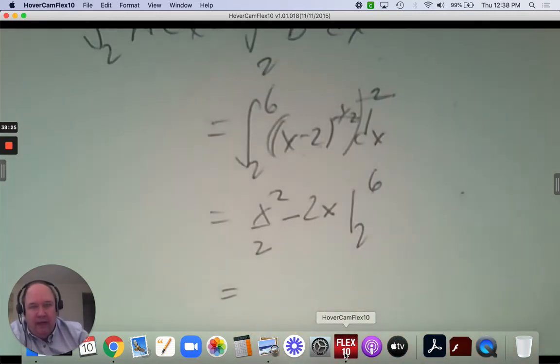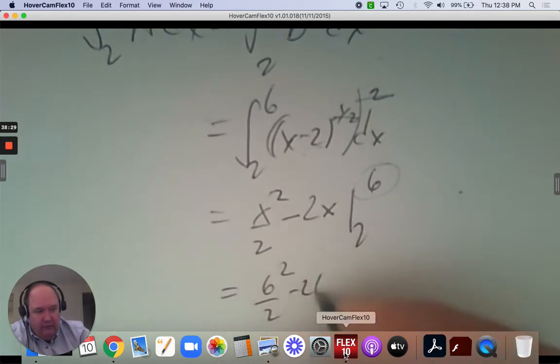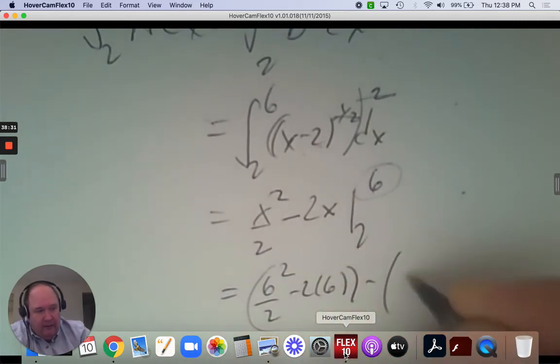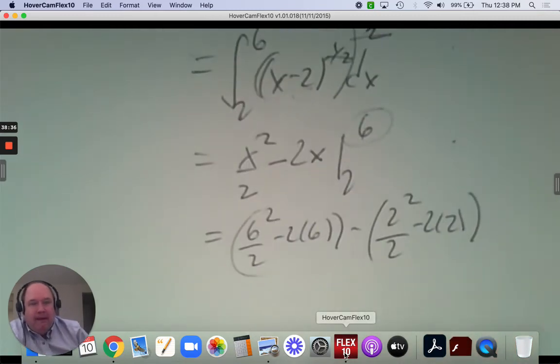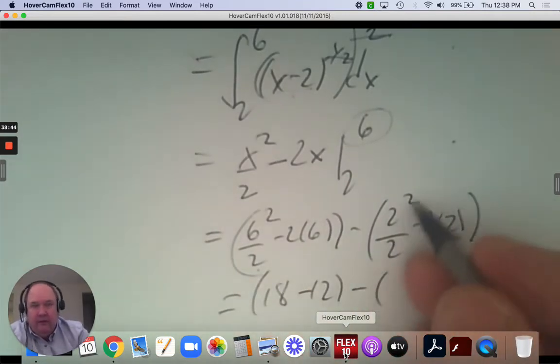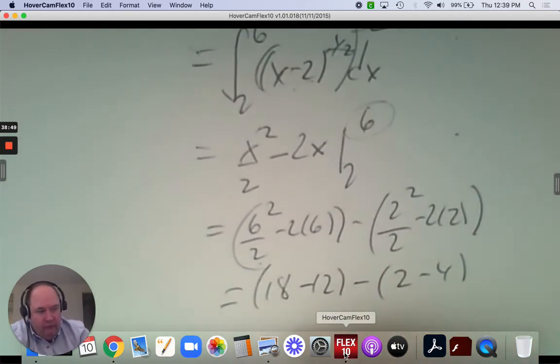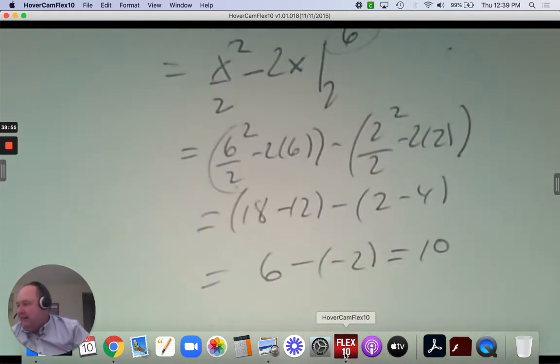Then plug in the upper and lower bound. So the upper bound, we plug in 6. The lower bound, we plug in 2. This answer is not 0. And then if you had to, you could simplify this. 36 divided by 2, that's 18, take away 12. 4 divided by 2 is 2, take away 4. So this becomes 6, subtract negative 2. So that volume, I think, is 10 if I did it.